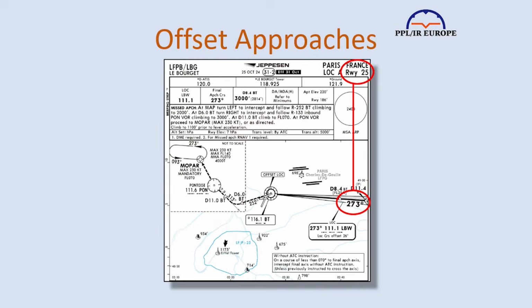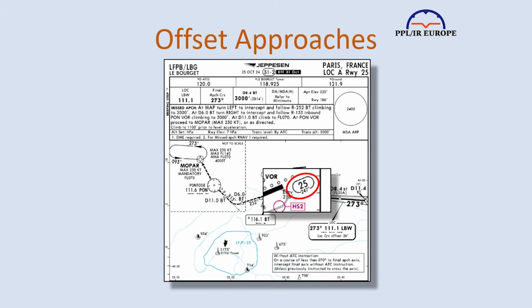It's important to understand the difference between an offset approach and a circling approach. An offset approach is designated to the landing runway. So, for example, you might have a runway QDM of 247 degrees, designated runway 25, but the localizer orientated on 273 degrees, meaning a left turn of 26 degrees at decision altitude is still designated for runway 25.